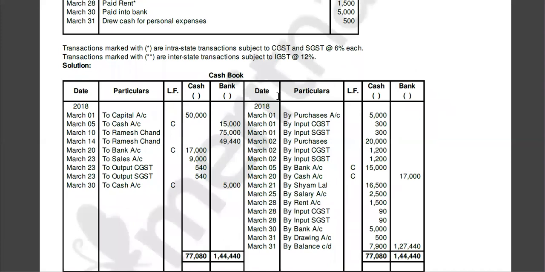See, March 10, received cheque. So received cheque means what comes in debit: bank. Bank account debit to whom you received from, Ramesh Chand. So bank account debit to Ramesh Chand. So bank plays the debit role. You just place your hand in the debit side bank column and write 75,000 to Ramesh Chand account. Okay.